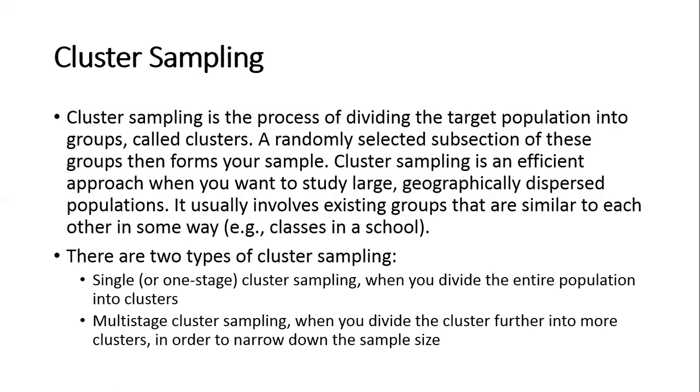classes in a school. There are two types of cluster sampling: the single or one-stage cluster sampling, when you divide the entire population into clusters; and multi-stage cluster sampling, when you divide a cluster further into more clusters in order to narrow down the size. Okay, what this is talking about, let's say, for example, you want to carry out an investigation in Nigeria. Now, you decide to break Nigeria into the geopolitical zones. What are the geopolitical zones in Nigeria?